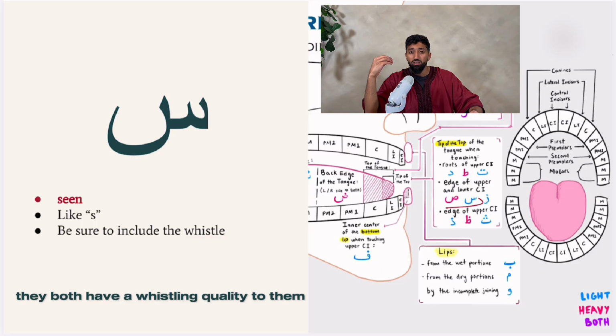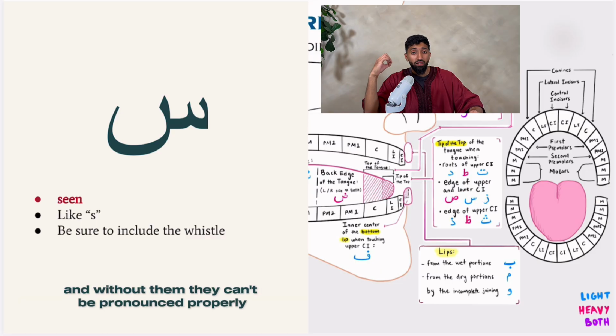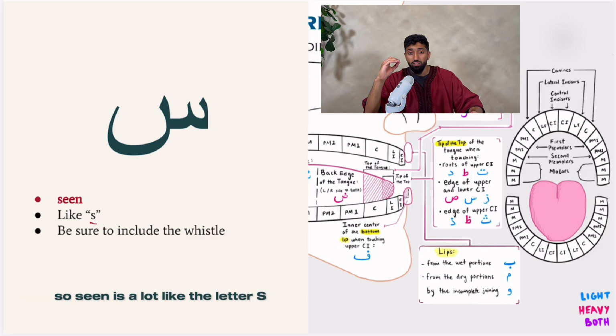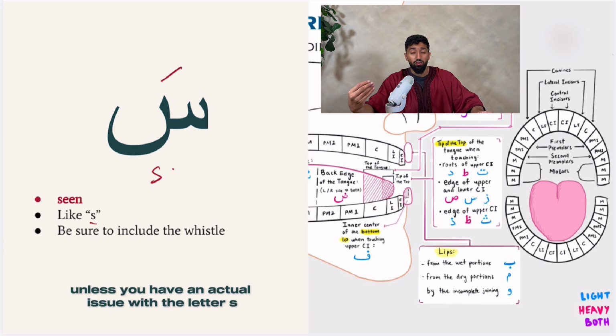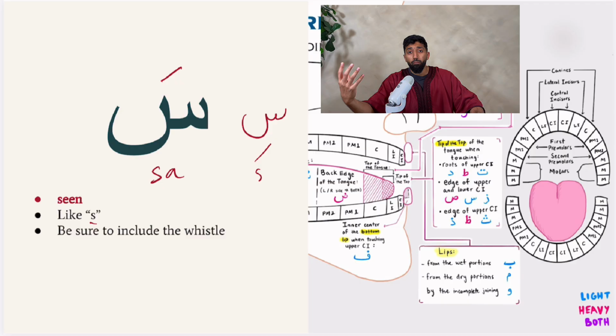They both have a whistling quality to them, and without them they can't be pronounced properly. So Sin is a lot like the letter S, so not a lot of people struggle with it unless you have an actual issue with the letter S. But Sin Fatha would be Sa, Sin Kasra Si, Sin Dhamma Su.